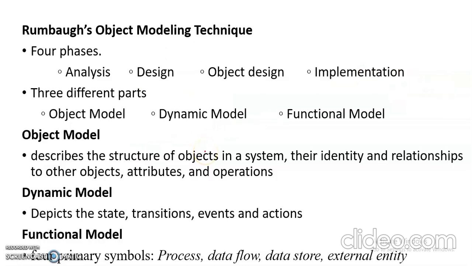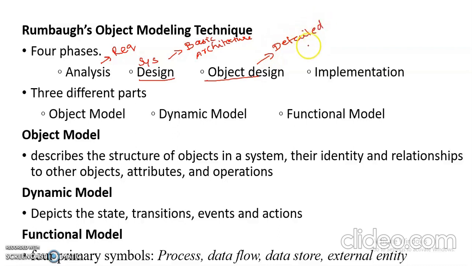First, Rumbaugh object modeling technique. It consists of four phases. The first phase is analysis, the second phase is system design, then object design, as well as implementation. Analysis deals with the basic requirements of the system. System design deals with the basic architecture of the system, and the object design is nothing but detailed diagrammatic design, and the implementation is nothing but the coding part.